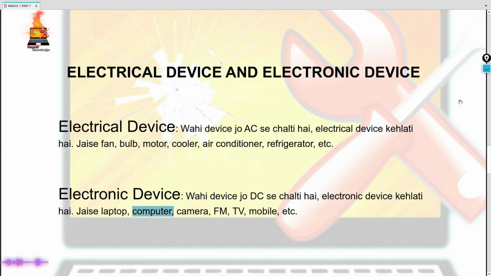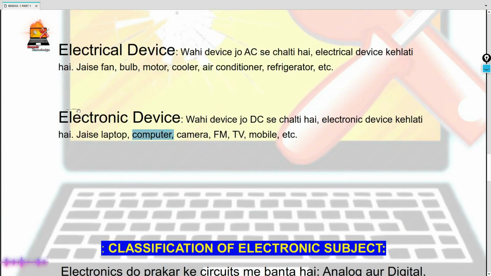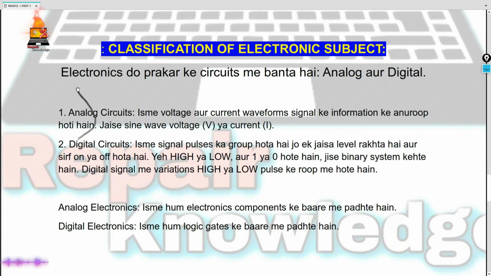The electronic is formed in two types of circuits, analog and digital. So friends, here we will work on the electronic device. We will not work on the electrical. On what will we work? On the electronic device. Now come down here. So how many types of electronics are there? Electronics is formed in two types of circuits. One is analog and one is digital, friends.